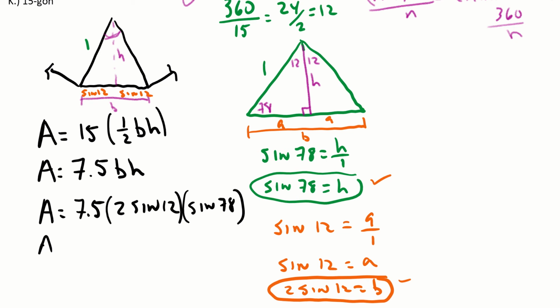And now it's just a calculator problem, so I key it into the calculator, make sure your mode is in degrees. And so 7.5 times 2 sine 12 times sine 78 equals, and so I get the area is equal to 3.05 units squared. And so that's my area.